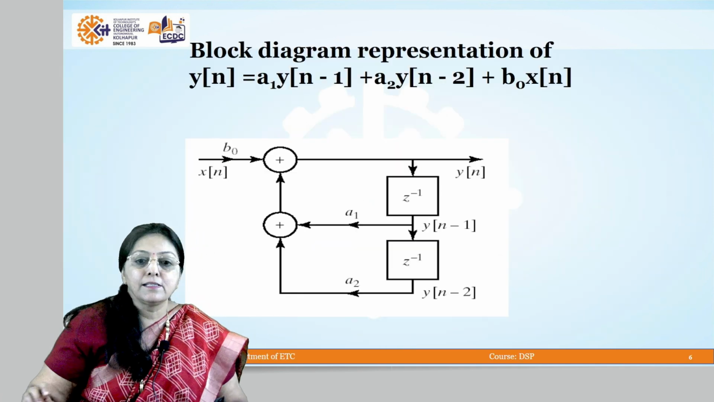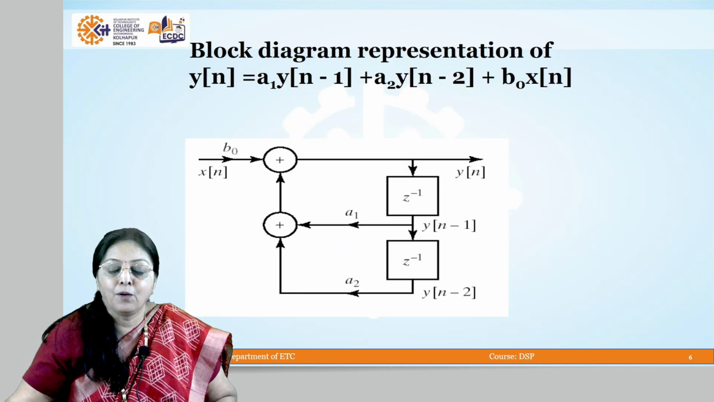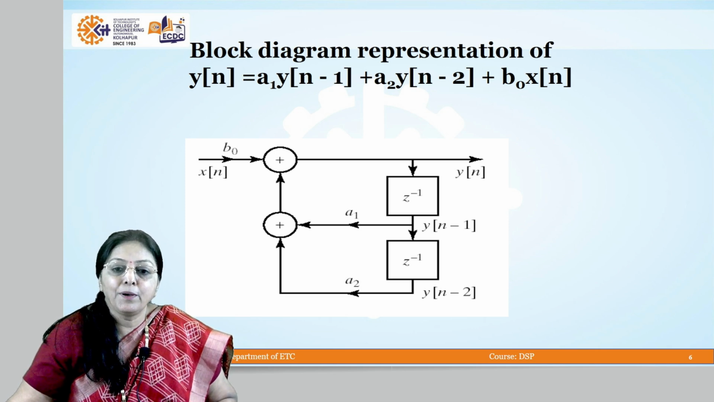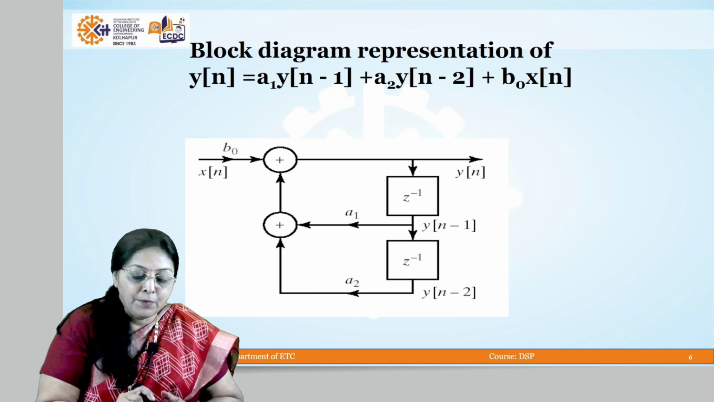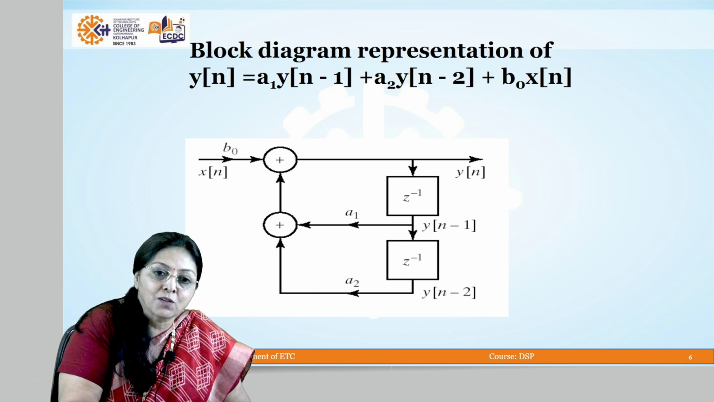Now the next part is the general block diagram representation of the equation y of n equals a1 y of n minus 1, a2 y of n minus 2 plus b naught x of n. We observe in this equation that x of n is the input and y of n is the output. There are some constant parameters attached to the input sequences, that is b naught, a2 and a1. These are the multipliers we are using in the realization. B naught is a multiplier directly with x of n.